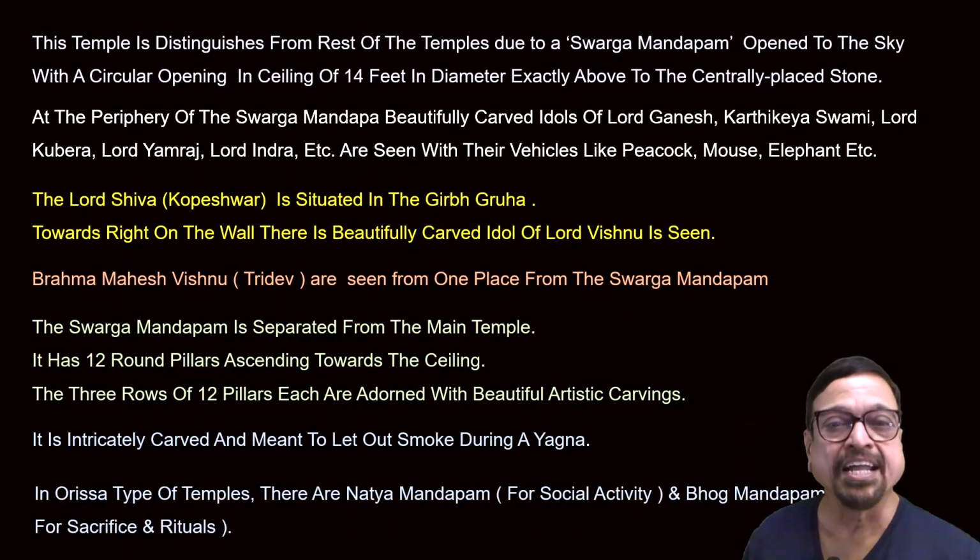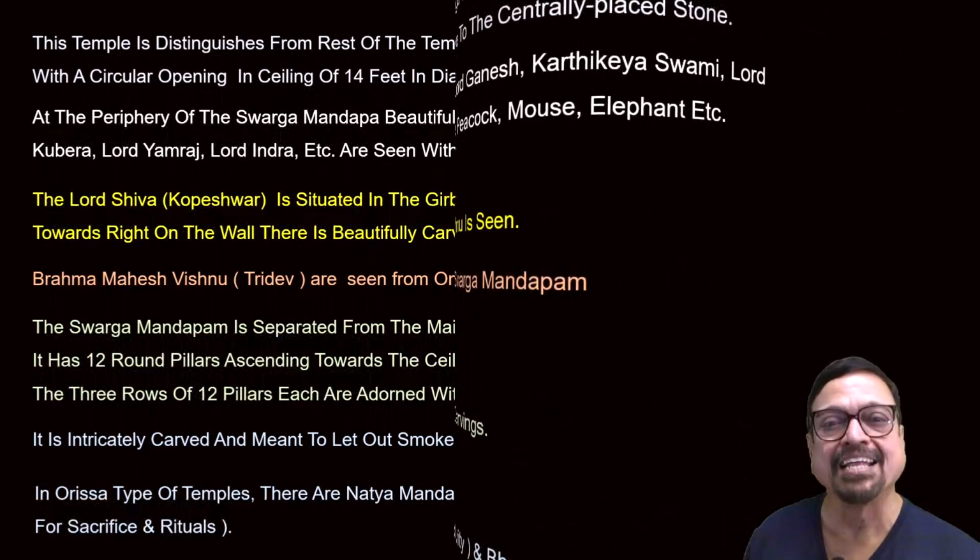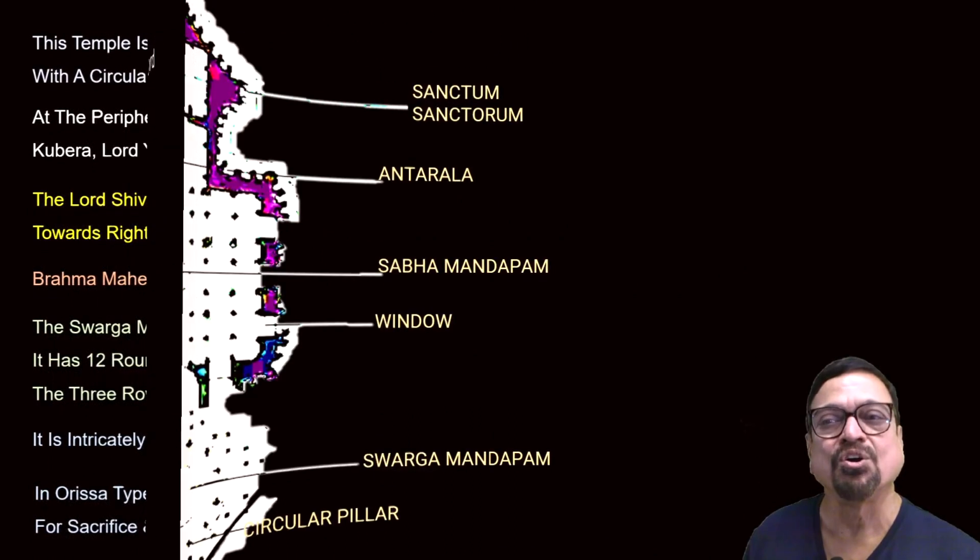Now in Odisha, such types of temples are there, and they are called Natya Mandapam, because social activities were also performed in the temples. And Bhoga Mandapam for sacrifices and rituals. So these two were different. This may be reflecting some percussions of those temples.